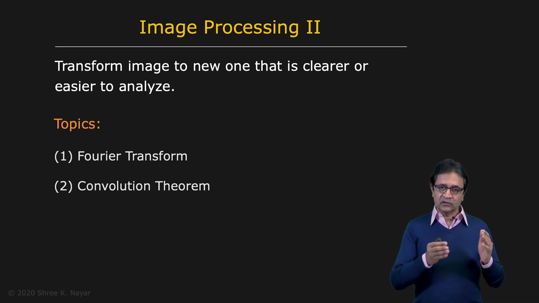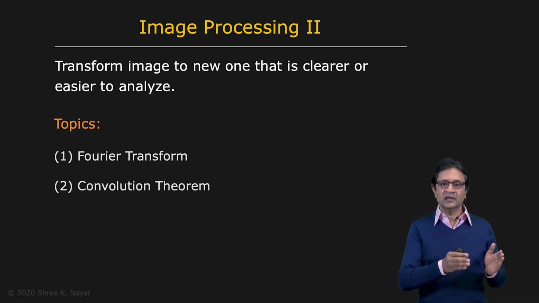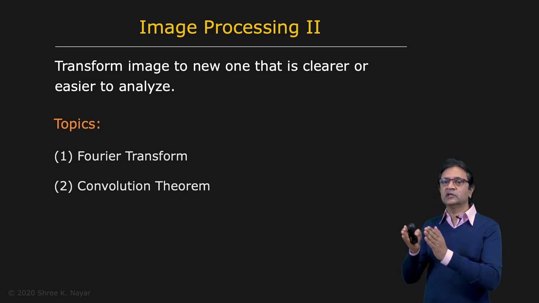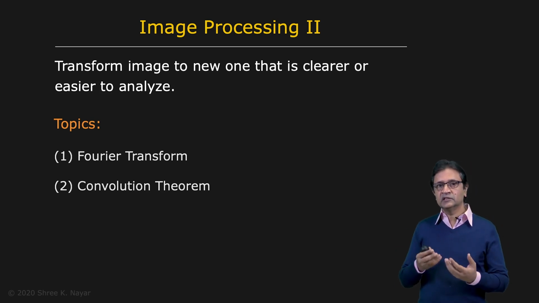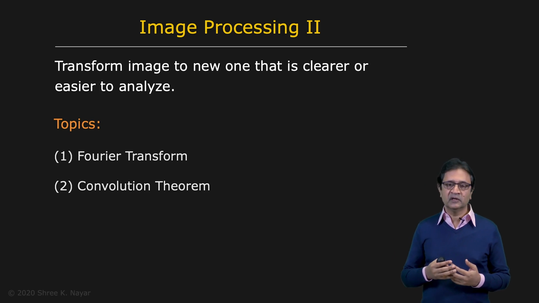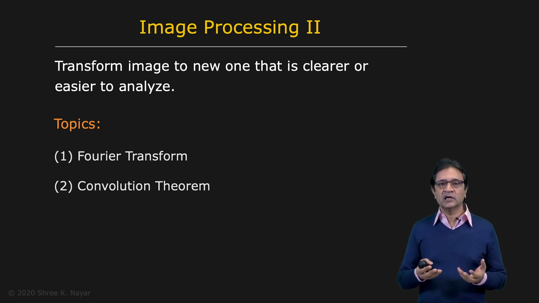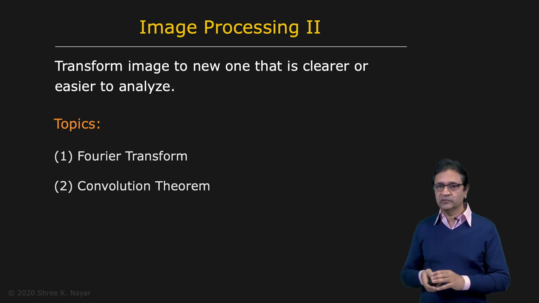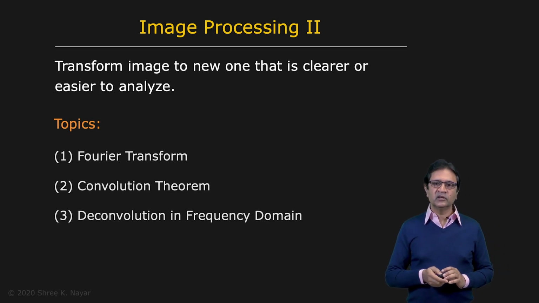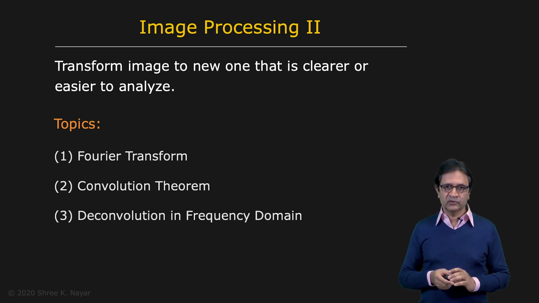It turns out that convolution in spatial domain is equivalent to multiplication in frequency domain or Fourier domain. This simple fact, this very important result, can be used to design a variety of linear image filters in frequency domain. Next, we'll talk about the problem of deconvolution.